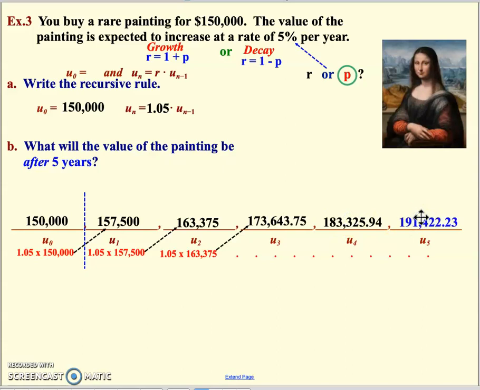So in 5 years, actually a pretty good percent increase in value. And that's a really simple recursive formula right there. So geometric, multiplying by a common ratio, and it's a growth, a number bigger than 1. Okay, one more to go and we'll wrap it up.